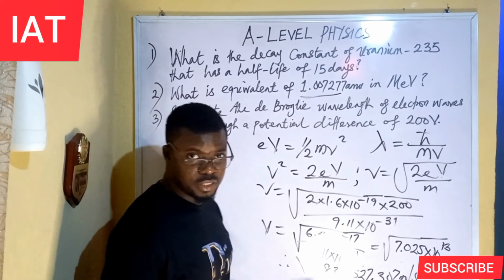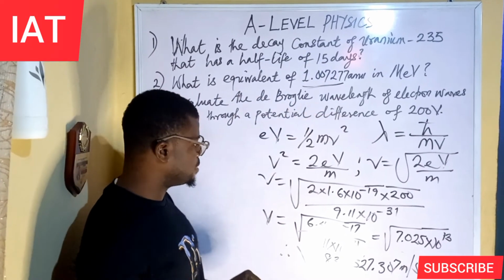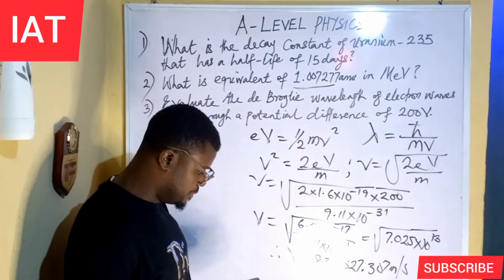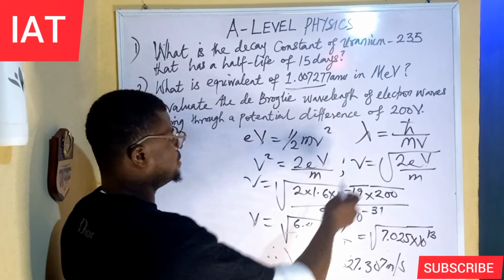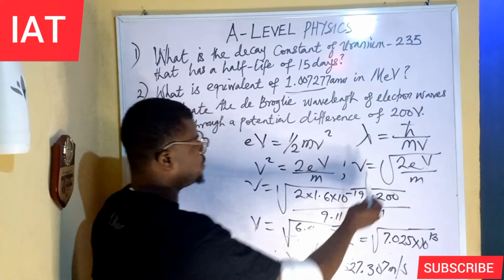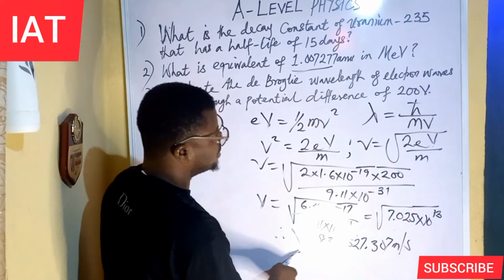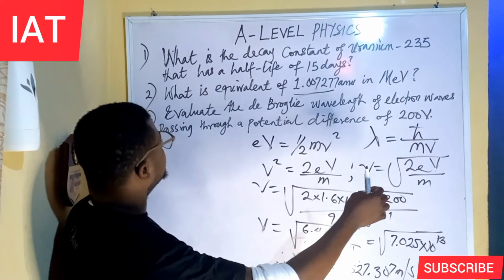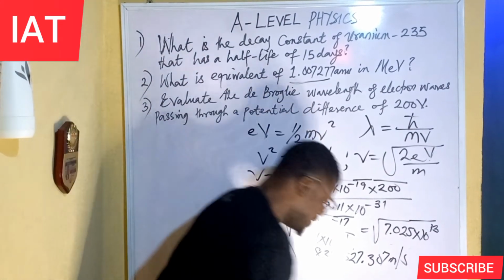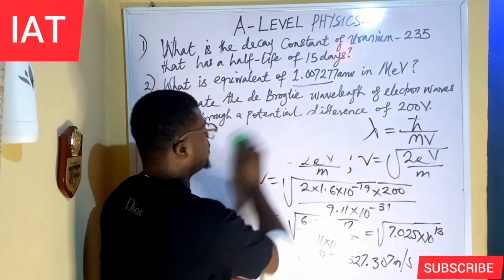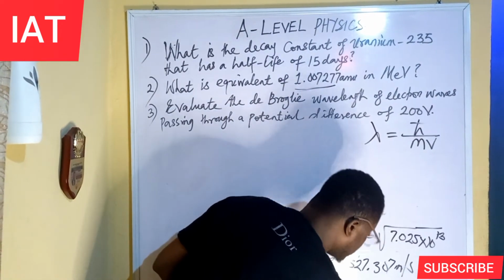Now we've gotten the velocity, we need to calculate the de Broglie wavelength. In order to do that, we have to adopt this formula: lambda equals Planck's constant divided by mass times velocity. We know the mass already, which is the mass of electron, and we also know the velocity, which is this. And this is Planck's constant. Let's leave a space here so that we can substitute the values into it.